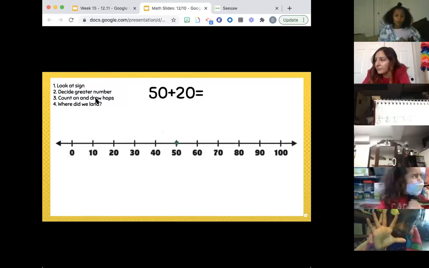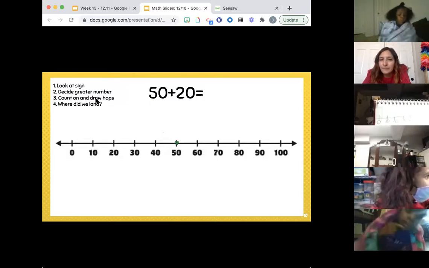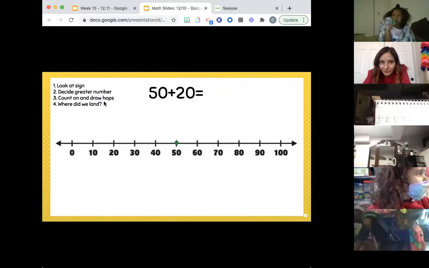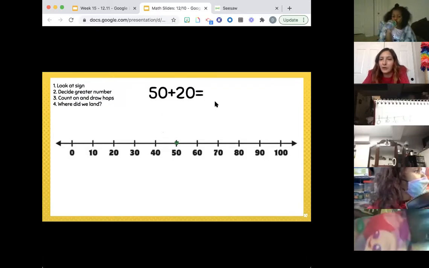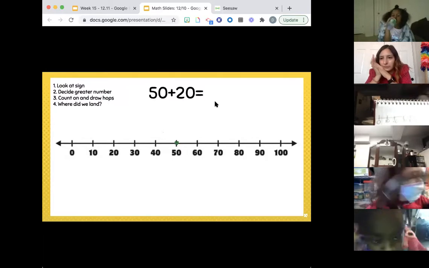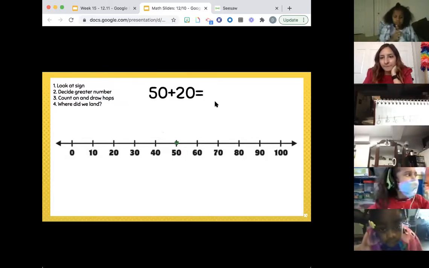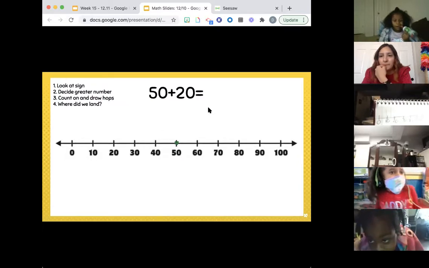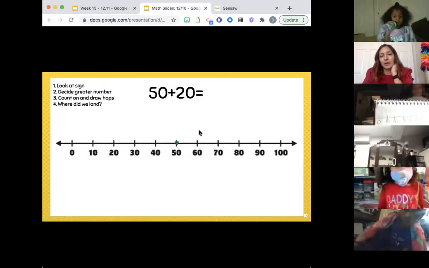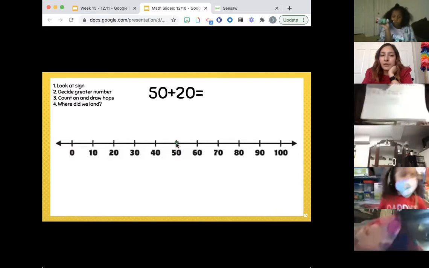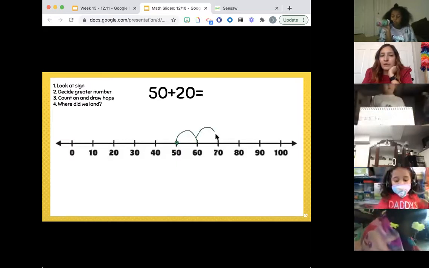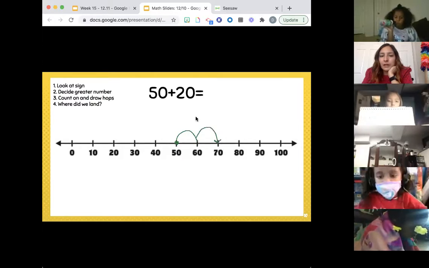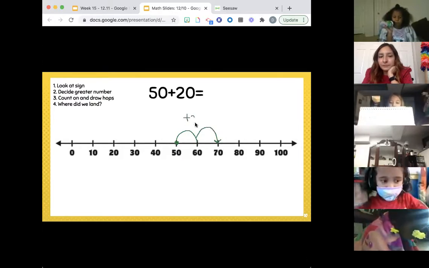Third, Deneen. Count on and draw hops. Thank you. So what are we going to be counting on, Deneen? We're going to be counting on from 50, and we're going to count on two more groups of 10. Yeah, okay. So let's count on our two more groups of 10. We have 10, 20. Okay, you're adding 20. Those are two groups of 10.